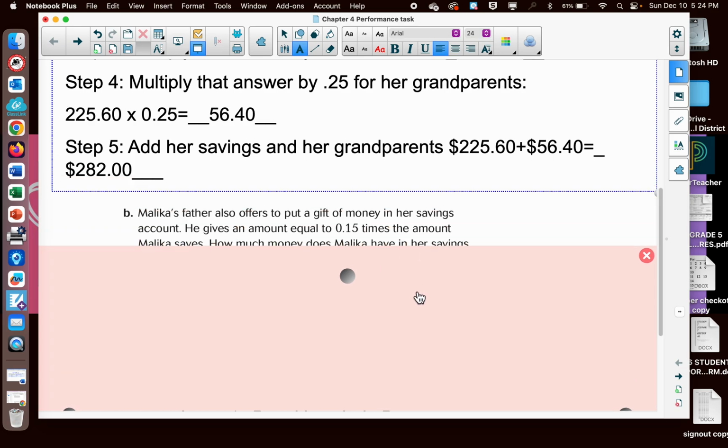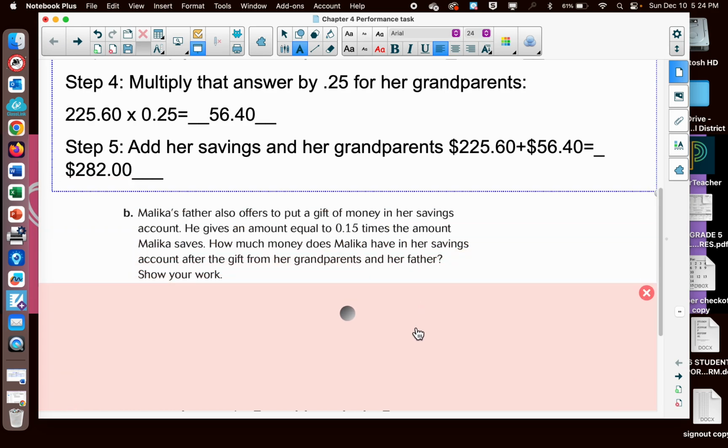There is more because we have a part B. Now it says Malika's father also offers to put a gift of money in her savings account. He gives her the amount equal to 0.15 times the amount that Malika saves, not her grandparents and the money that her grandparents and her save together, just Malika. So how much money does Malika have in her savings account after the gift from her grandparents and her father's?